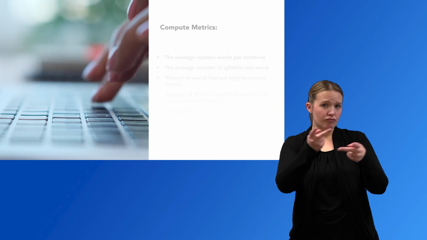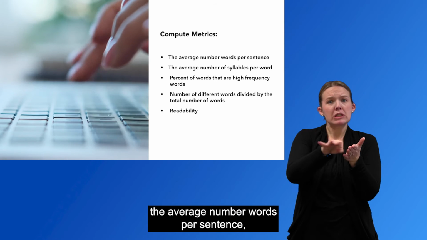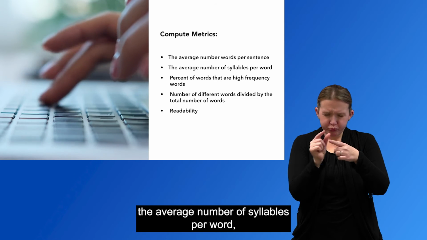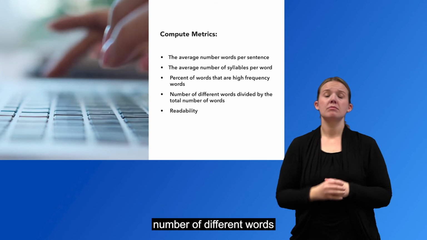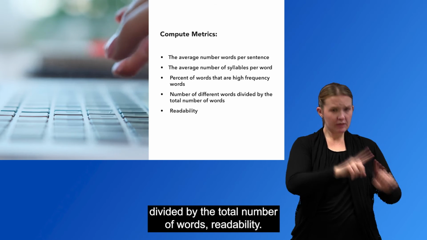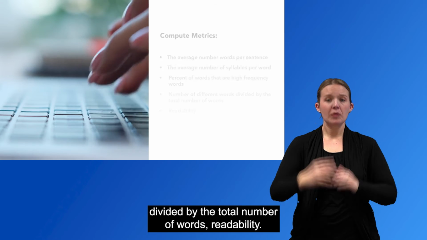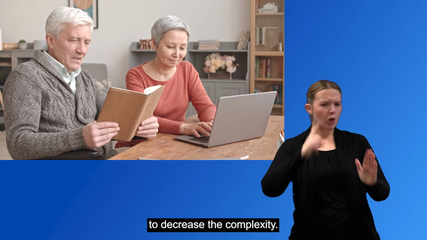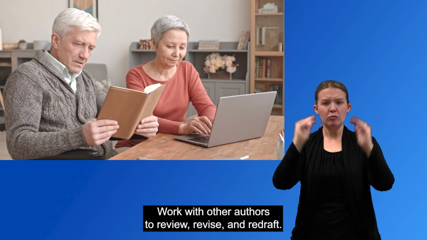Compute metrics. Compute metrics include the average number of words per sentence, the average number of syllables per word, percent of words that are high-frequency words, number of different words divided by the total number of words. Readability. Next, identify the elements that must be addressed to decrease the complexity. Work with other authors to review, revise, and redraft.